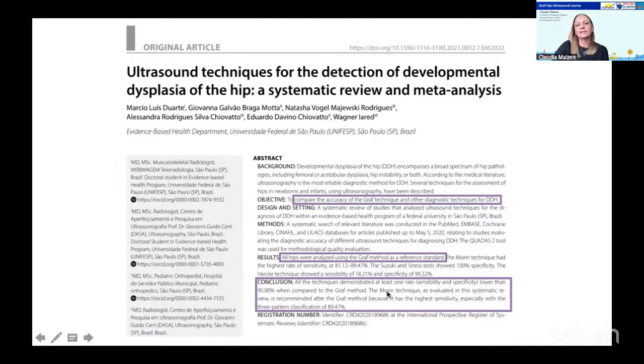They found that the second best after the Graf method was the Morin technique if it was used in a 3-pattern classification. Then it had a very high sensitivity, so you couldn't miss any dislocations or dysplastic hips. But this 3-pattern classification uses 58% coverage as the limit of normal.